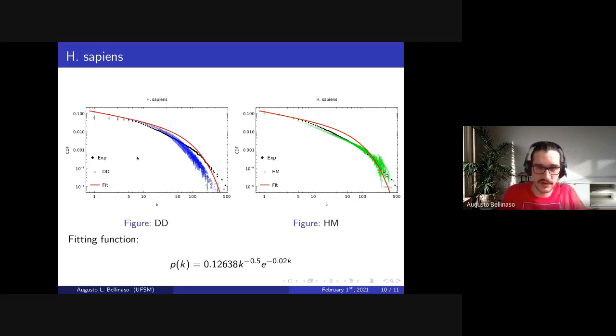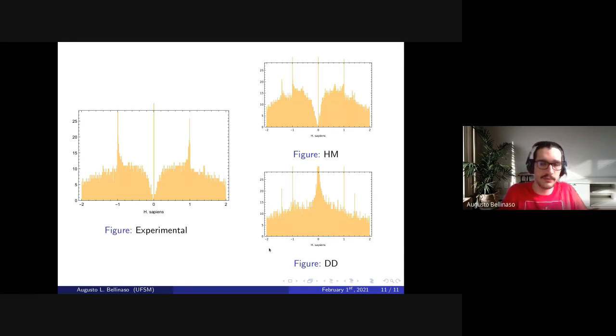And to finish, here also for Homo sapiens, the same results. We have a good agreement for the hybrid model, and in this case the fitting function is not quite good for the power law with exponential cutoff, but the eigenvalue spectrum is almost the same as the experimental one for the proposed model.